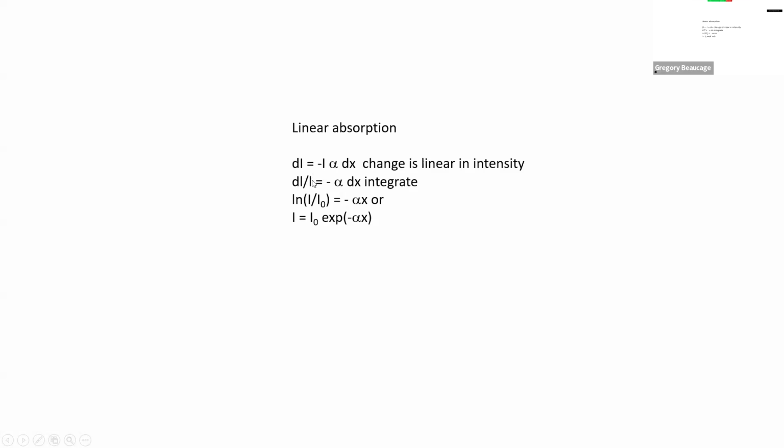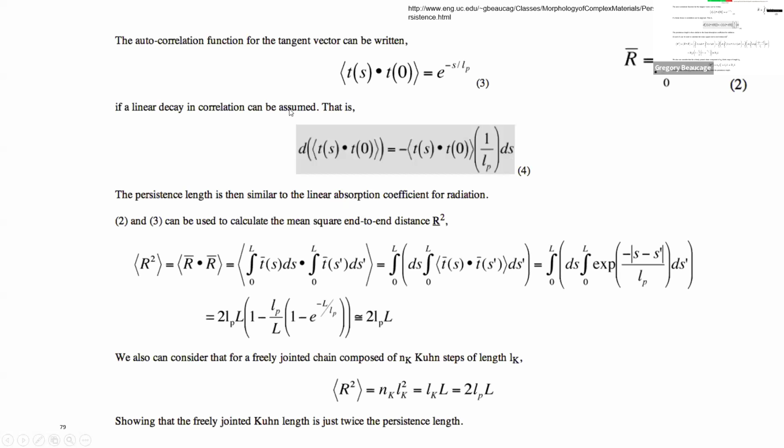So dI over I and dx: you integrate dI over I, the integral gives you log, and this gives you just x. So that means you have I is I0 times exponential of the coefficient times x, right? That's how, when you say it's linear absorption, it's an exponential. So it's the same thing here.